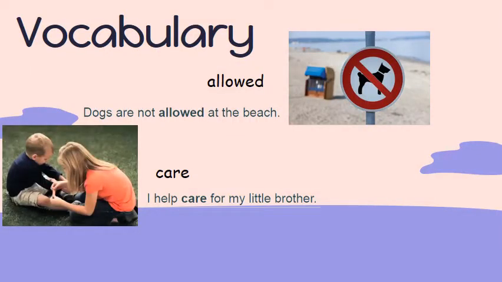Let's start with our new vocabulary words. The first word we have is allowed. What do I mean by the word allowed? Allowed means permitted to do something. You are allowed to go to the beach. Let's read the sentence. Dogs are not allowed at the beach. Okay? Dogs are not permitted at the beach.